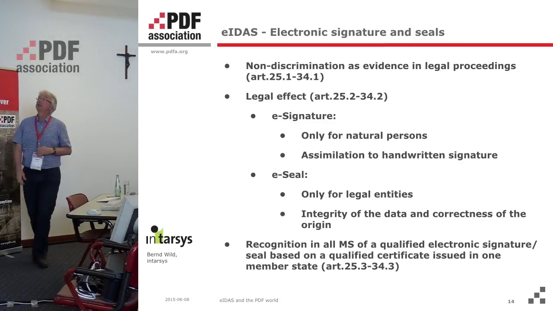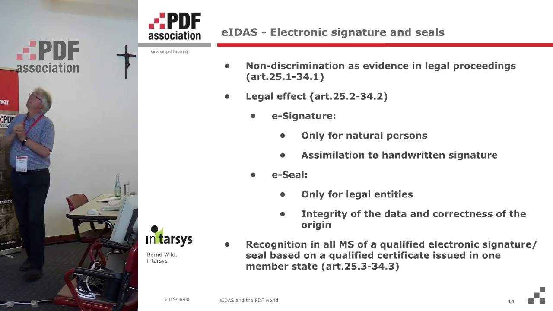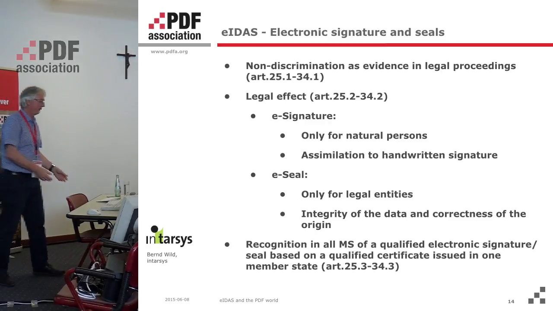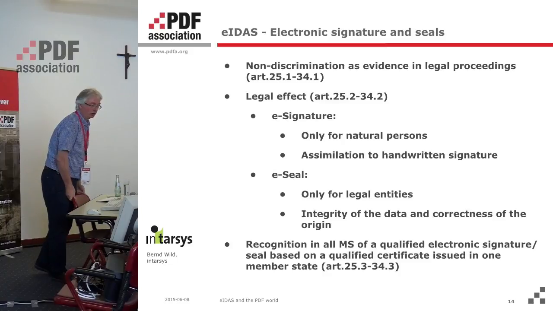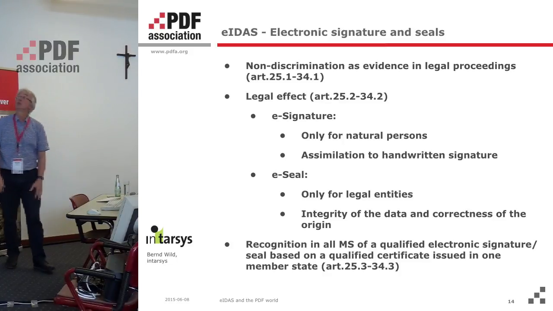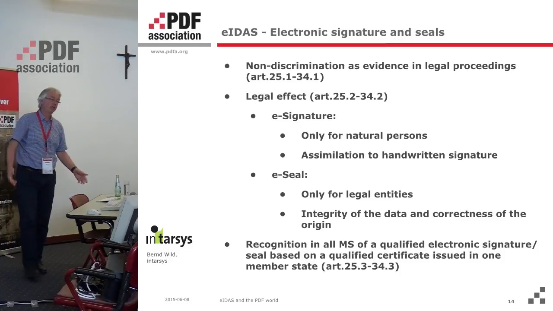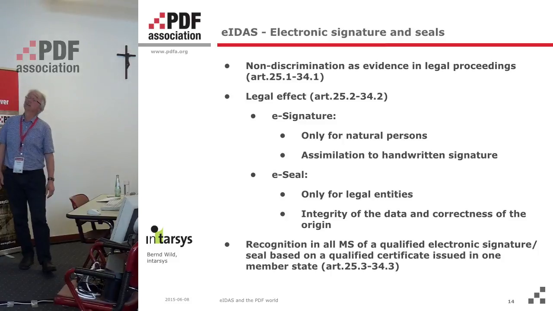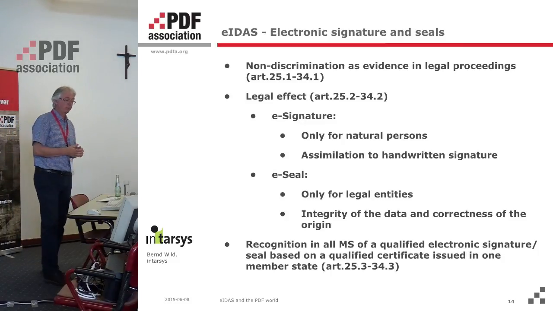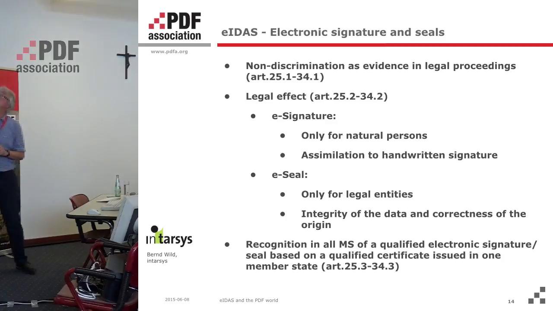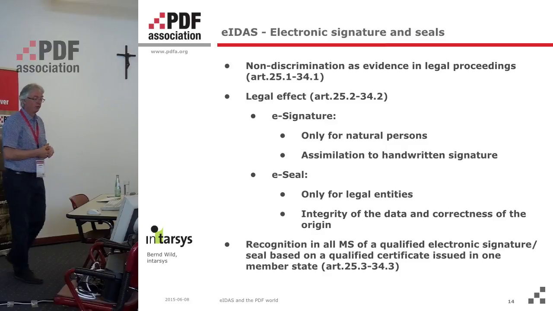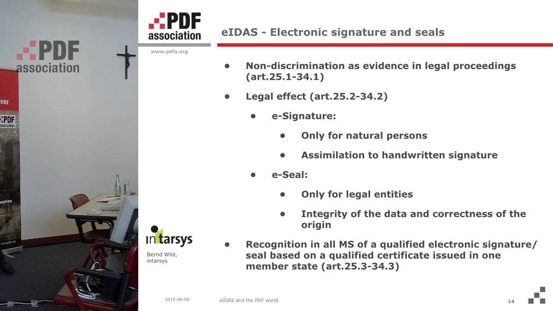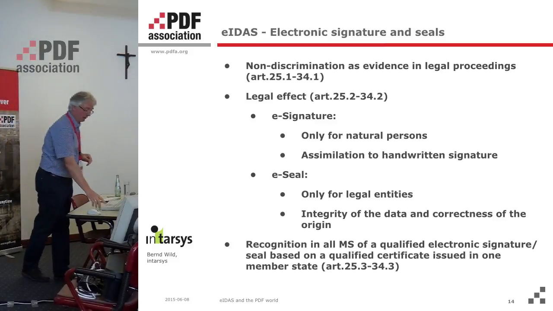Electronic signature and seals, you see here non-discrimination as evidence in legal proceedings. That is a very common thing. That means if you sign your electronic document with an electronic signature, you should not have a discrimination in court if you bring such a document in as evidence. That means a legal effect only for natural persons, and the e-seal only for legal entities, and so on, and recognition in all member states for the electronic signature and the seal. This is the thing.